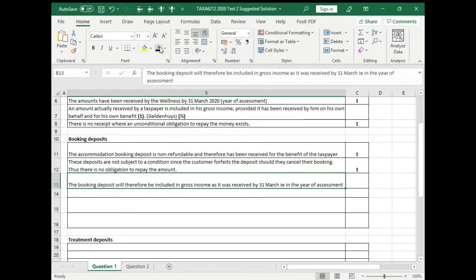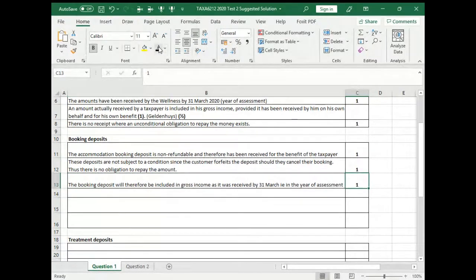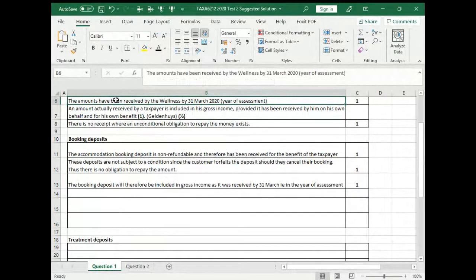So therefore, your booking deposit will be included in your gross income as it was already received by the 31st of March, which is our year of assessment. Okay, so yeah, I've covered the year of assessment. So you can either do it here at the top, or you can discuss it in the question as well.